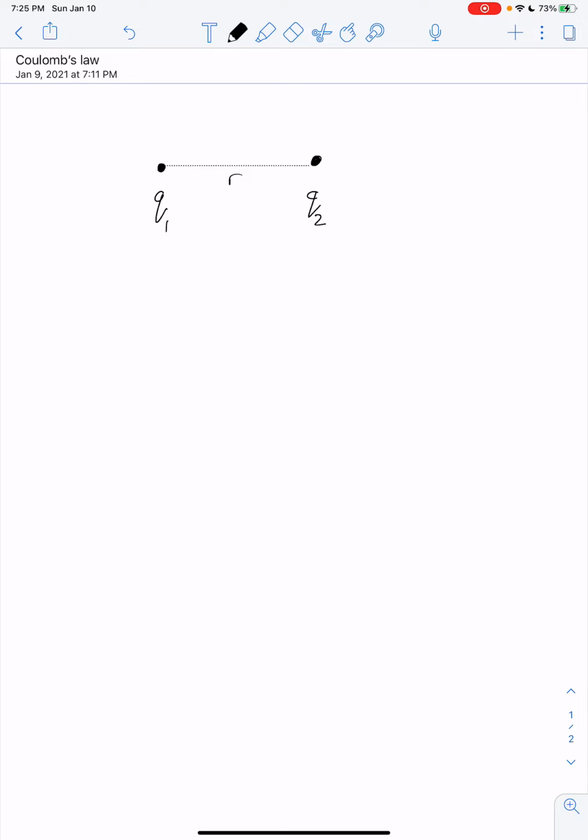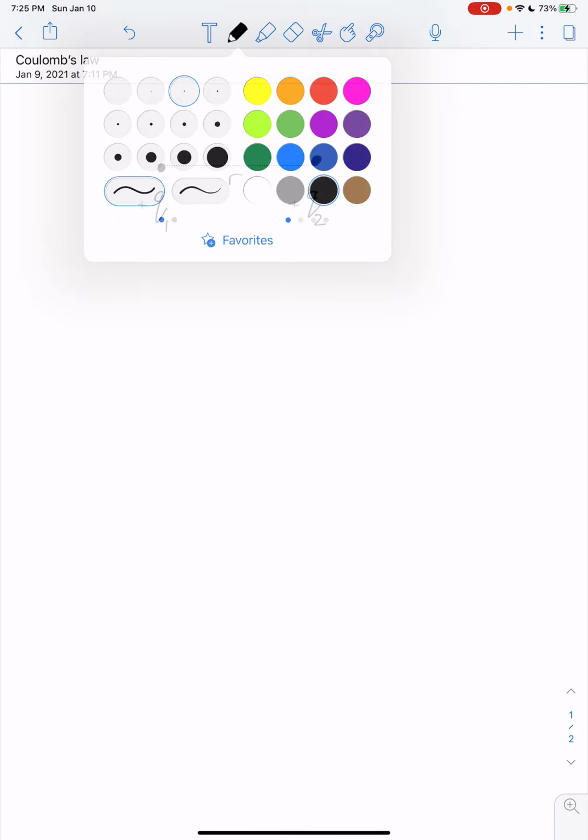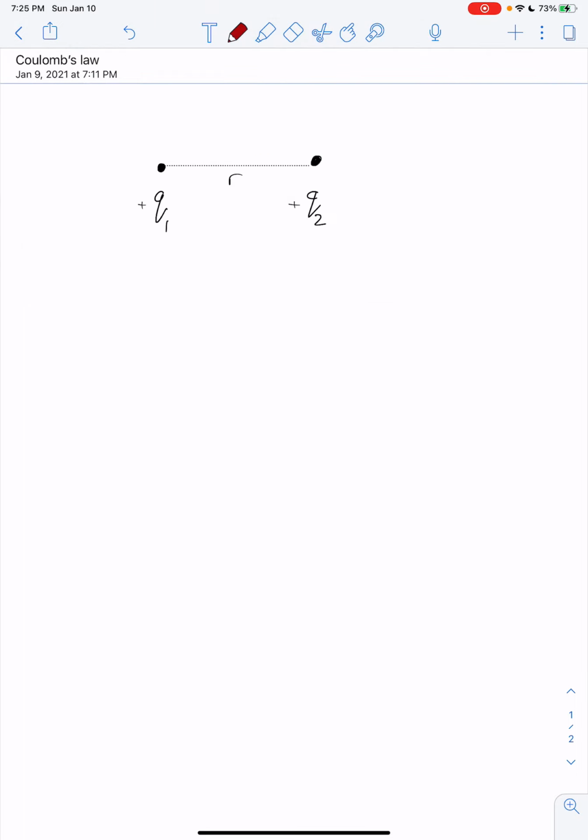Okay, so their distance r away from one another, and they have to be exerting some sort of force. We know that if they're both positive, then they will repel one another. So let's go with that convention, with a little positive in front of each of these. There's going to be a force by 1 on 2, and a force of 2 on 1.